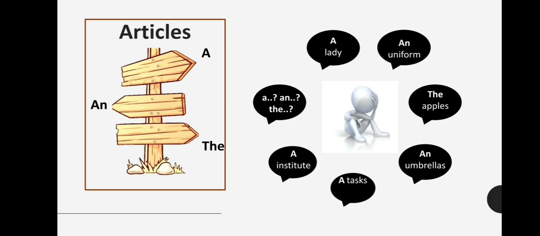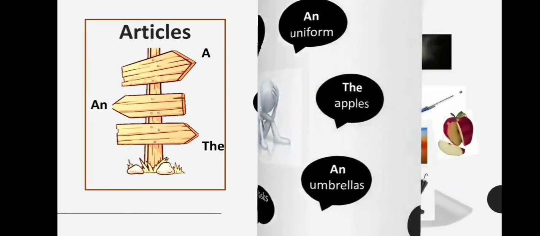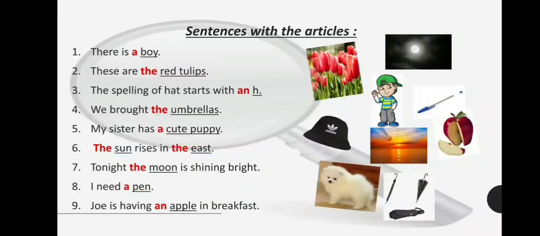Before proceeding, let us go through some sentences as examples. There is a boy. These are the red tulips. The spelling of hat starts with an H. We brought the umbrellas. My sister has a cute puppy. The sun rises in the east. Tonight the moon is shining bright. I need a pen. Joe is having an apple at breakfast.